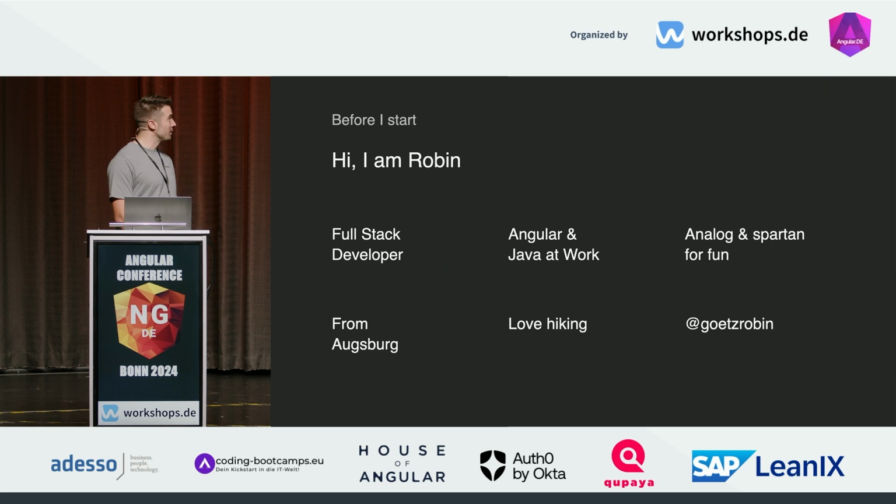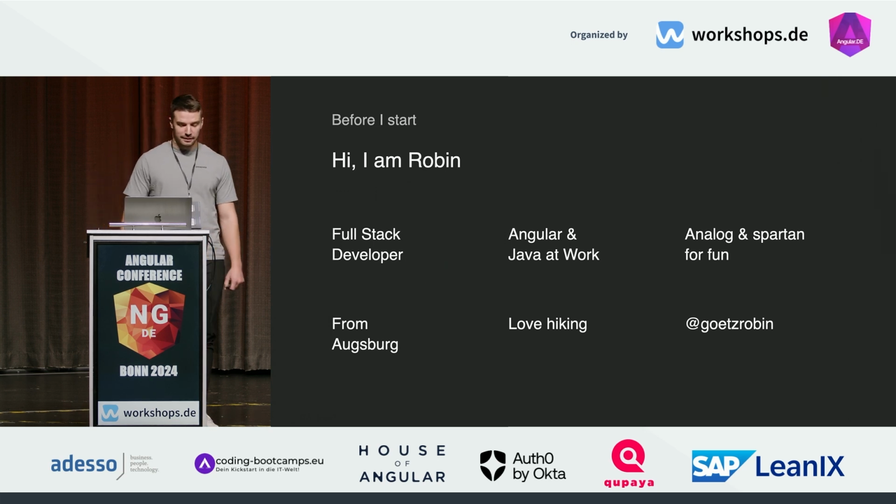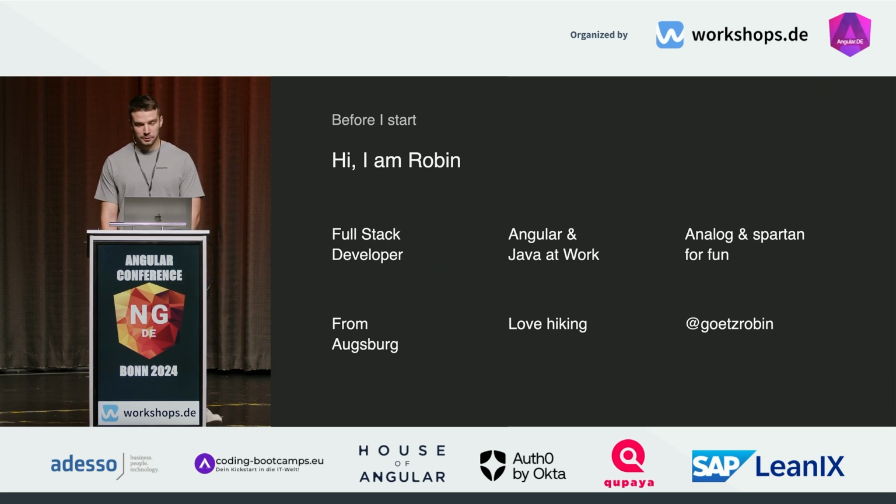My name's Robin. I'm a full-stack developer from Augsburg, Germany, which is like an 8-hour train ride south if you go with the Deutsche Bahn. I work with Angular and Java. I love hiking. In my free time, I'm part of the Analog team, and I created a UI library that's sort of taken over my life that I call Spartan UI. I'm also on Twitter if you want to chat about Angular, Analog, or full-stack development. Feel free to follow me there and reach out.